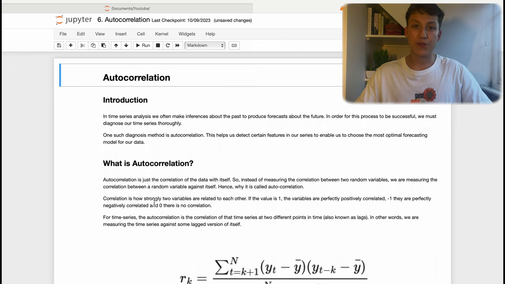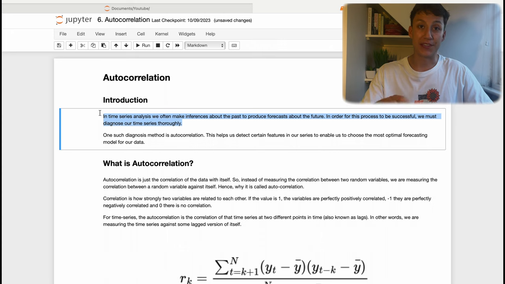So let's first start with the main reasoning behind autocorrelation. In time series analysis, we're trying to analyze our data so that we can make accurate forecasts for the future, because it's used in businesses, which I discussed before, and it's a very useful concept to have in any industry you're in. Now, to be able to forecast effectively, we need to be able to understand our time series and diagnose it. And one way to diagnose it is through autocorrelation.